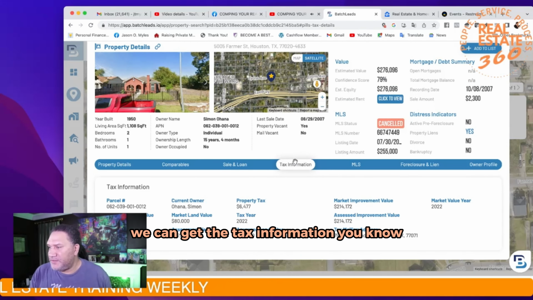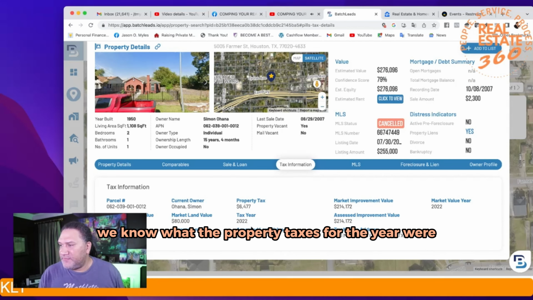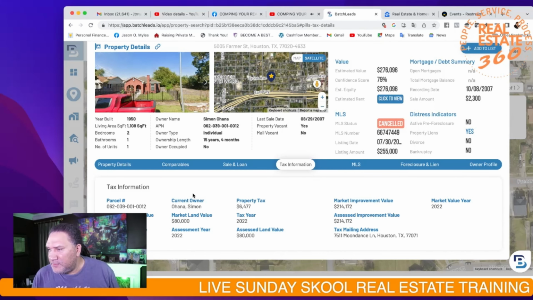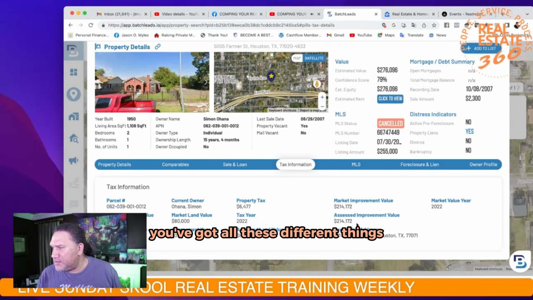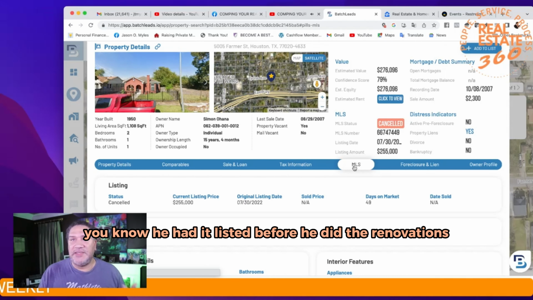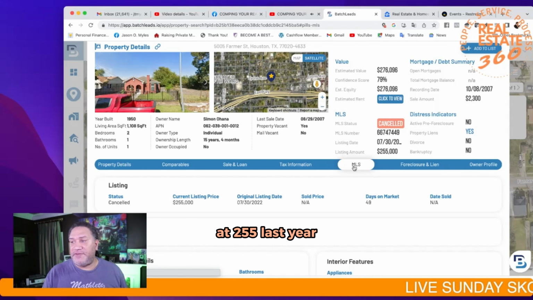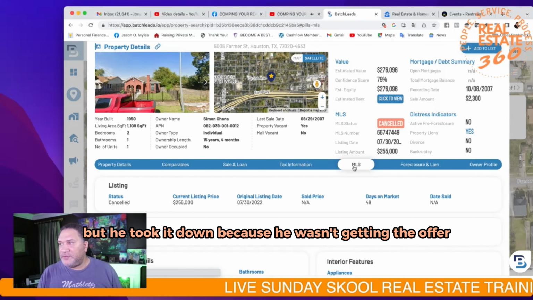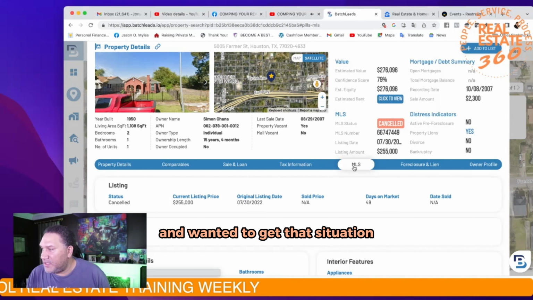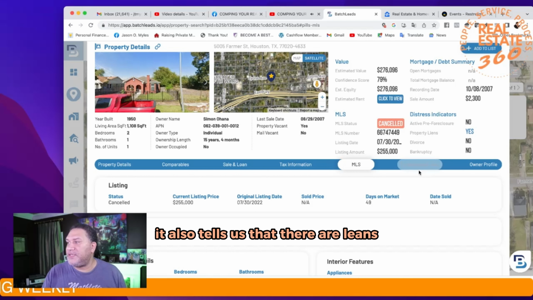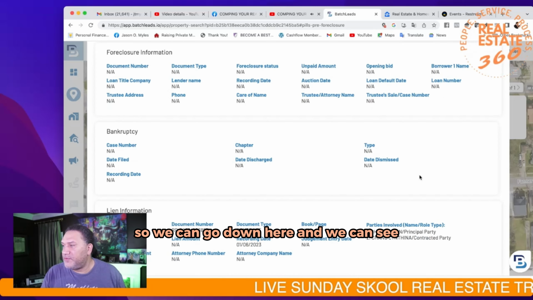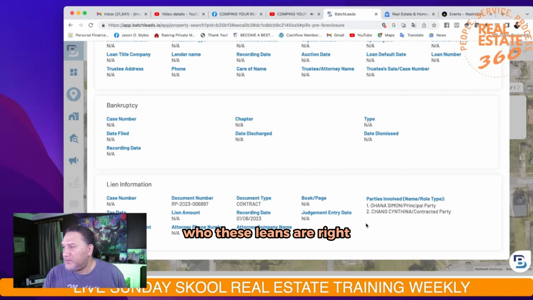We can get the tax information. We know what the property taxes for the year were, $6,400 in that year, right? So you got the parcel ID, you've got all these different things that you have in there. If he had it listed, which he did, he had it listed before he did the renovations at $255 last year, but he took it down because he wasn't getting the offer. So he went and renovated it and wanted to get that situation. It also tells us that there are liens on these properties. This is one of the reasons that he had to have the $100,000. So we can go down here and we can see who these liens are, right?